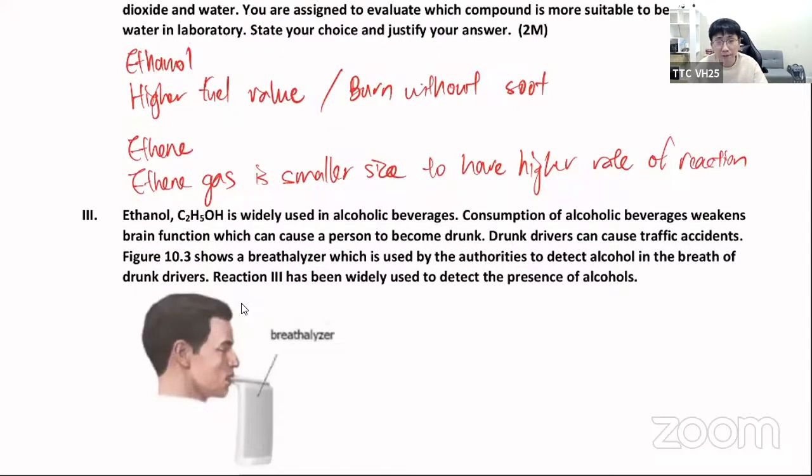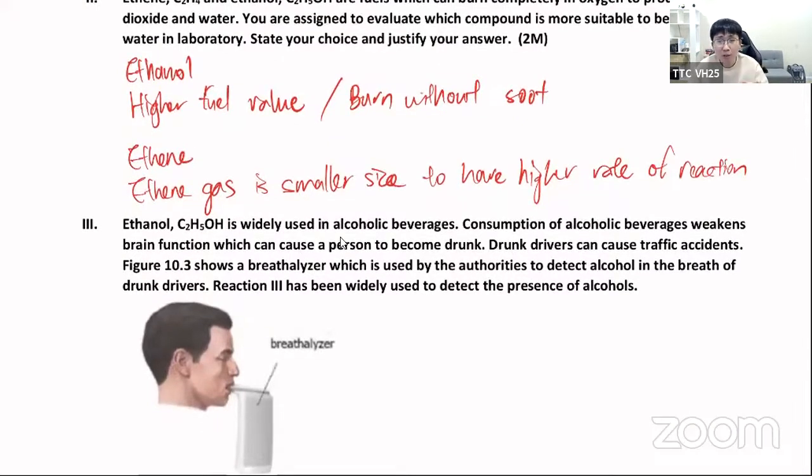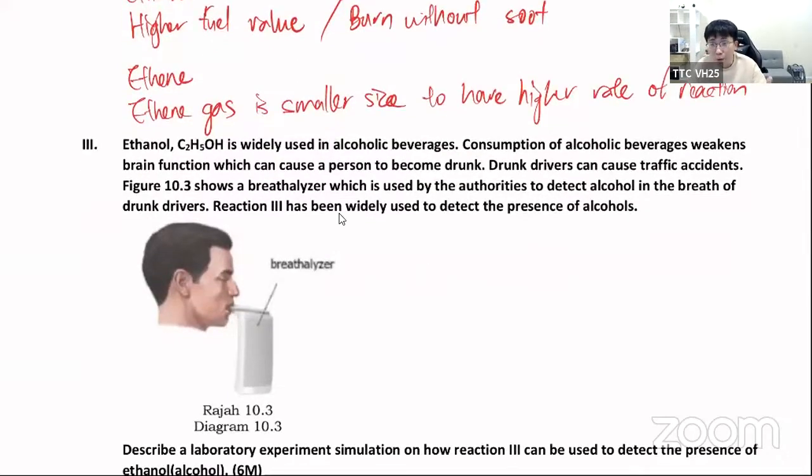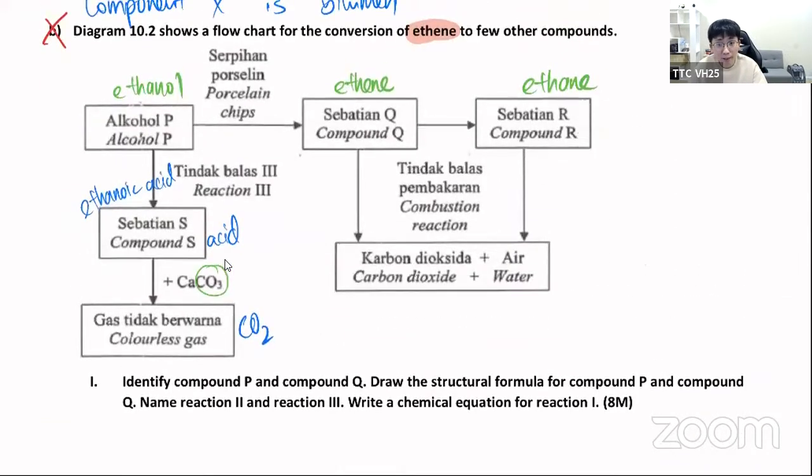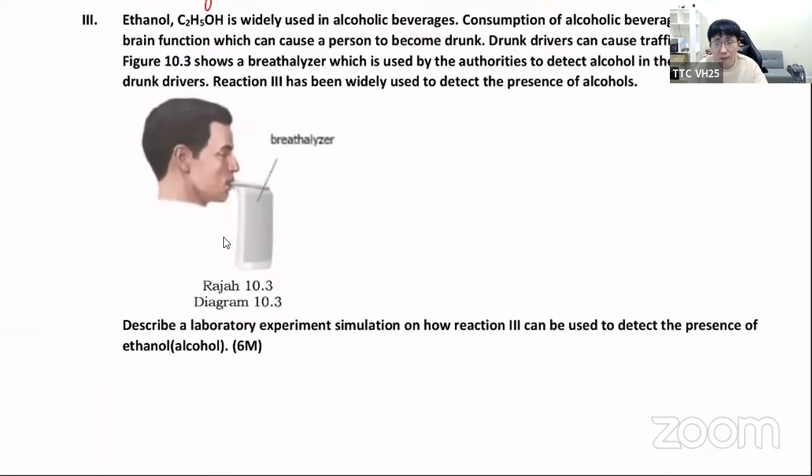Okay, then moving on. Ethanol is widely used in alcoholic beverages. Consumption of alcoholic beverages weakens the brain function, which can cause a person to become drunk. Drunk drivers can cause traffic accidents and many other things. Now, a reaction tree has been widely used to detect the presence of alcohol. Describe an experiment on how the tree can be used to detect the presence of alcohol.